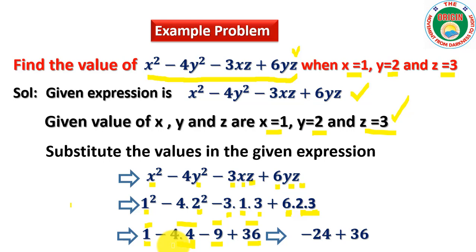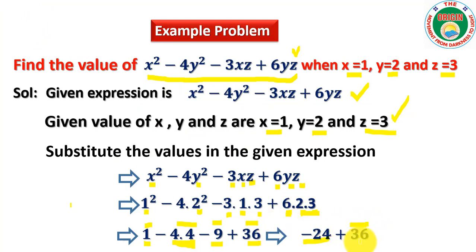Direct step I have written here. Once observe the calculation. 4 fours, 16. 1 minus 16, minus 15. Minus 15, minus 9, minus 24. Minus 15, minus 9 is minus 24. 36 as it is I have written here.